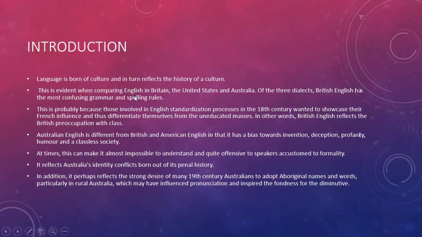So if we compare the English in Britain, United States and Australia, we can see marked differences between these three kinds of languages. And of these three dialects, British English has the most confusing grammar and spelling rules. We know that because we have been educated in British English as far as possible anyway. Why does British English have these confusing grammar and spelling rules?